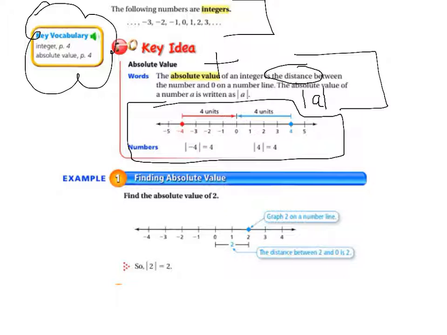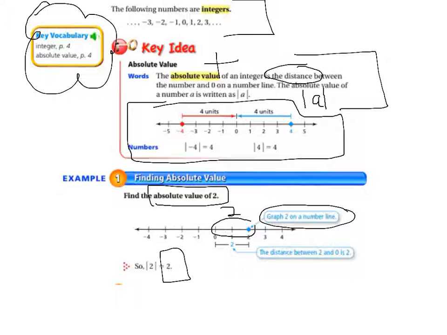And let's move on to example 1, finding the absolute value. Find the absolute value of 2. So since we're finding the absolute value of 2, we can start by graphing 2 on the number line. And so we would draw our number line, put a dot where the 2 is, and then map out the distance between 2 and 0, and notice that that distance is 2. So our absolute value of 2 equals 2.